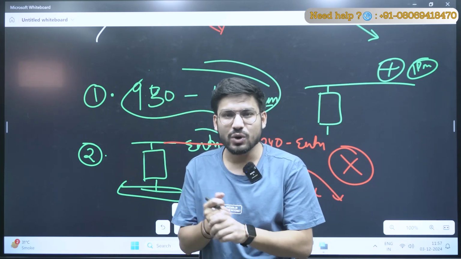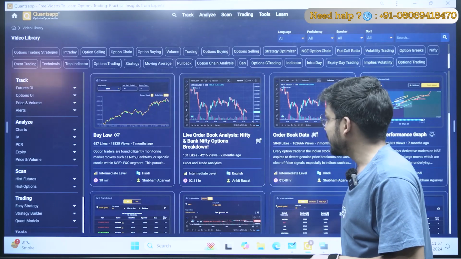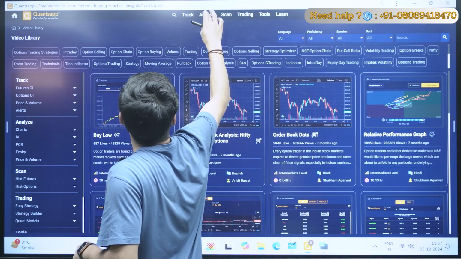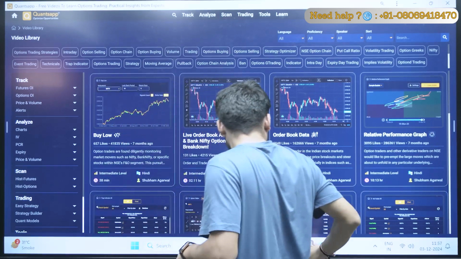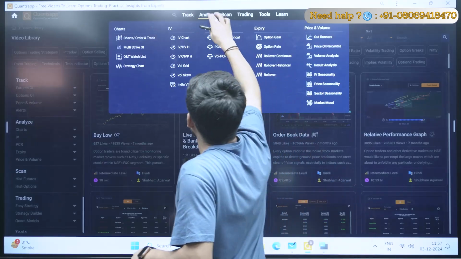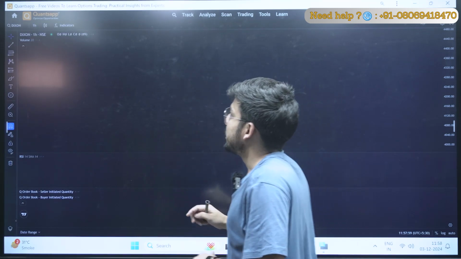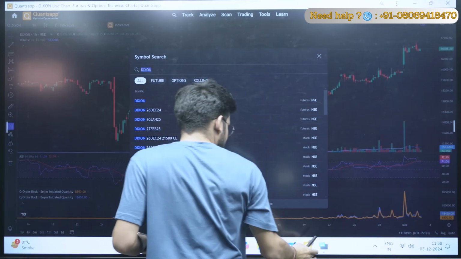So for that, I'm opening the Quantsapp application here. Let's just directly go into the analyze section and we will go here on the chart. Okay, so here I have opened the chart. Now first of all, let's analyze this in the Nifty.